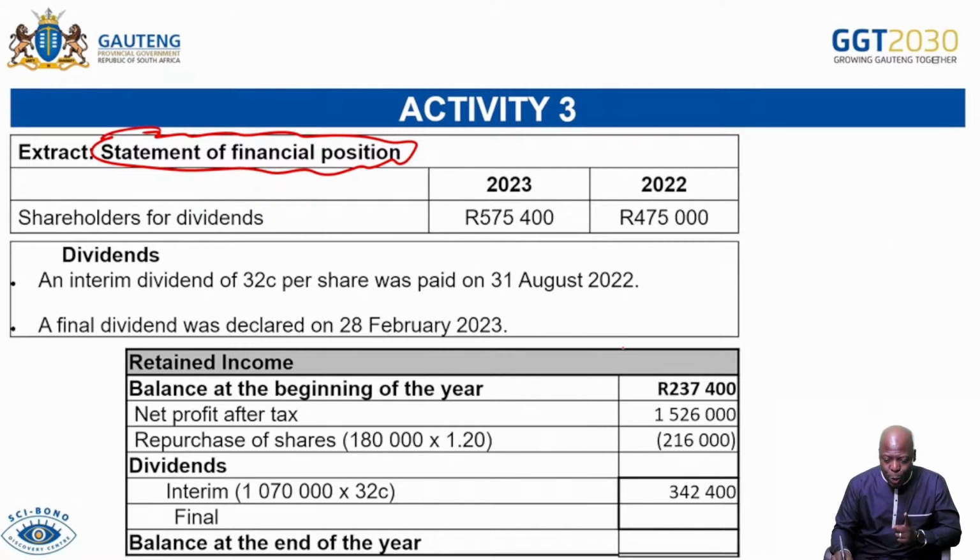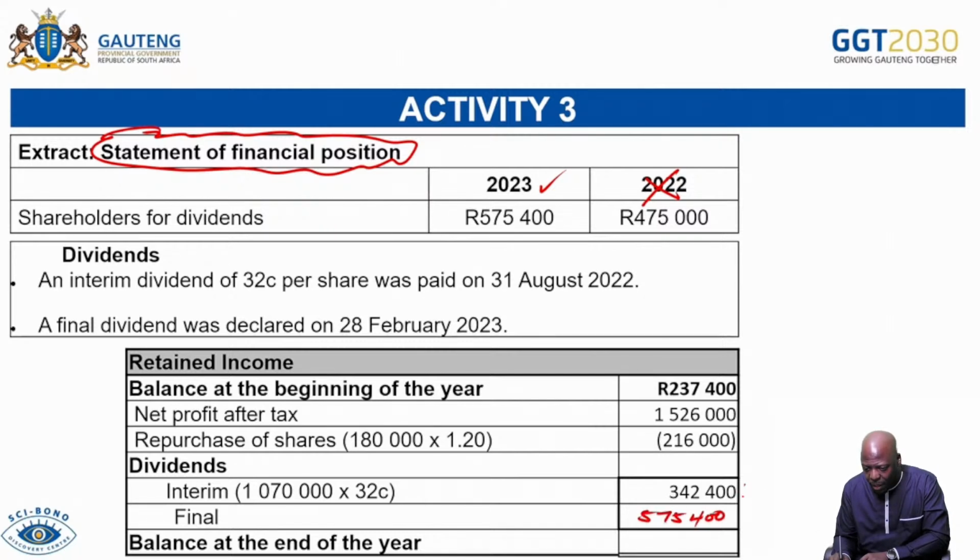So we are not going to look into the year 2022. No, we don't look there. We look in the year where we are in, the current year, 2023. How much are the dividends that we are owing to our shareholders for this year? That tells us the dividends that we declared to our shareholders for this particular year. That is 575,400.